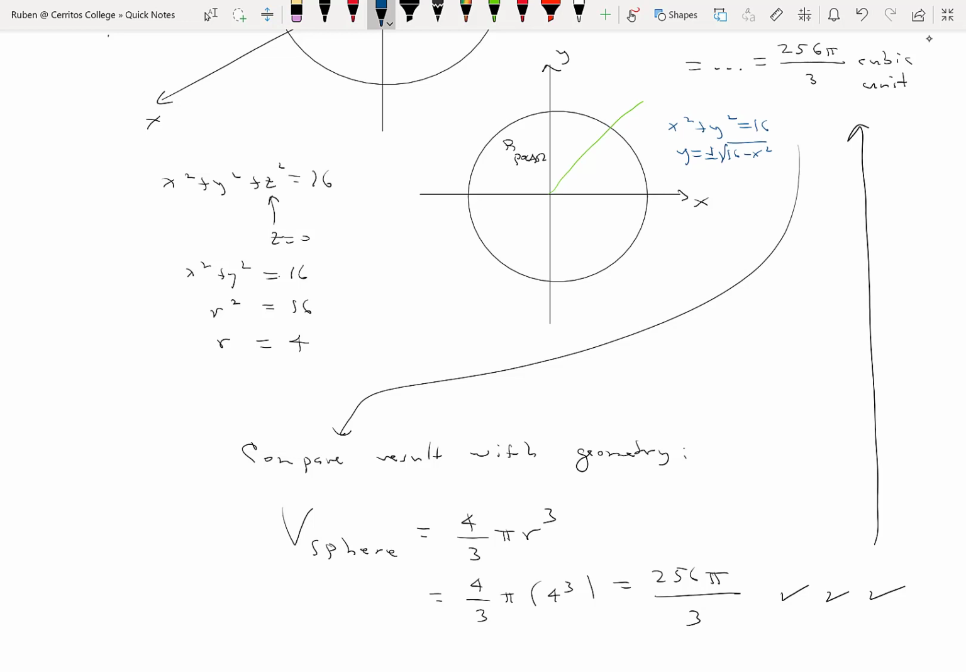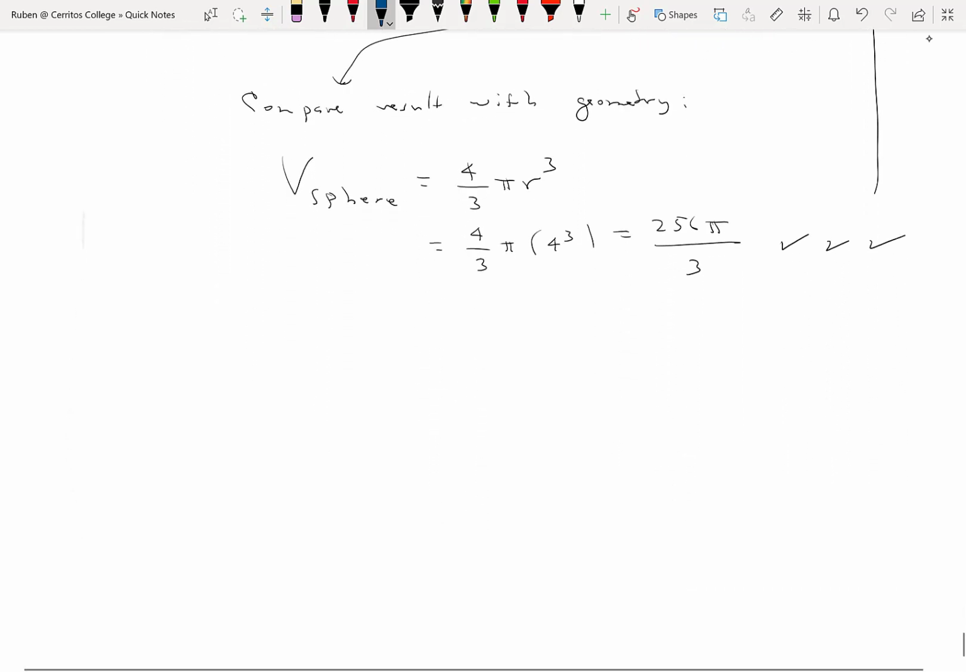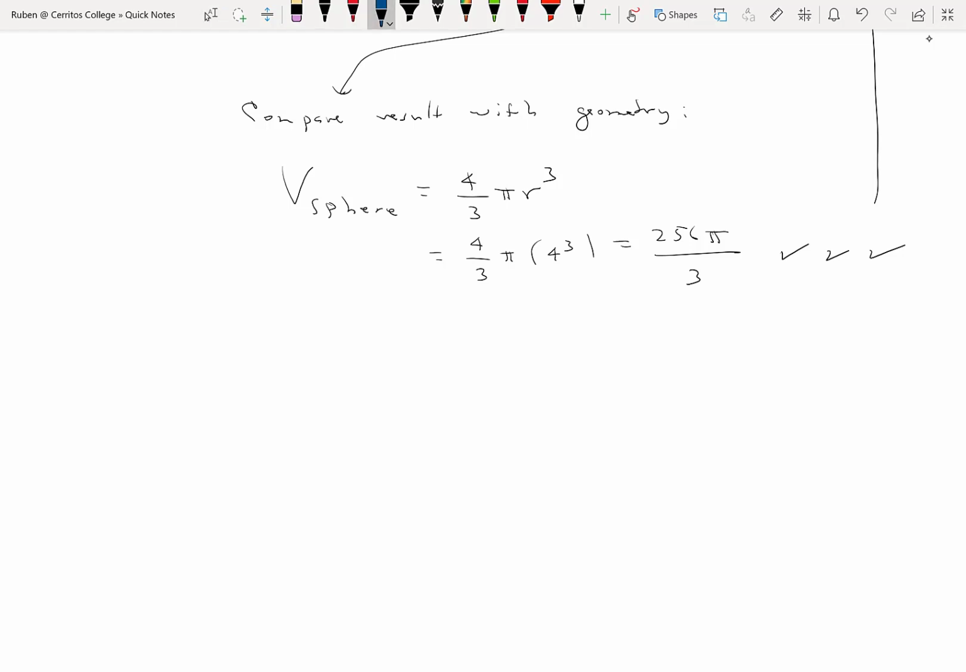So if we view this as a type I region, then our volume integral in rectangular coordinates would take on the appearance, double integral, it's always a double integral of the function, dA over the region D, type I.